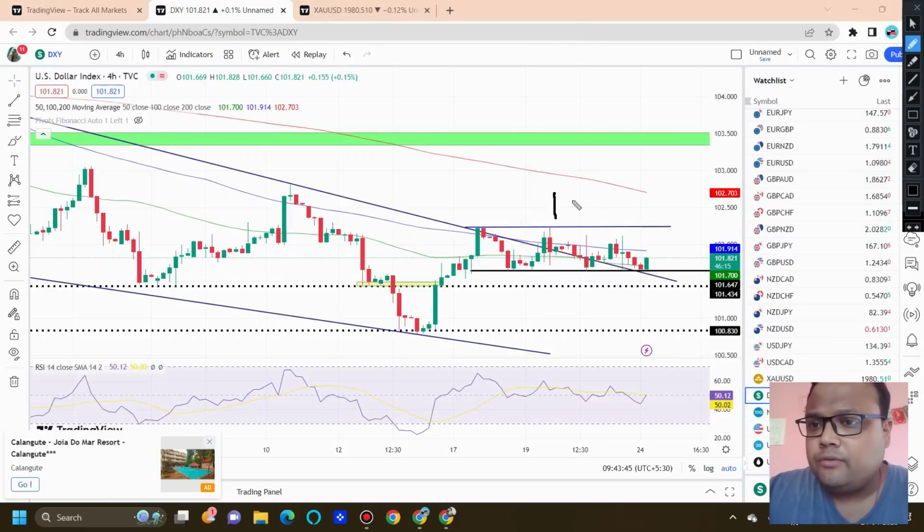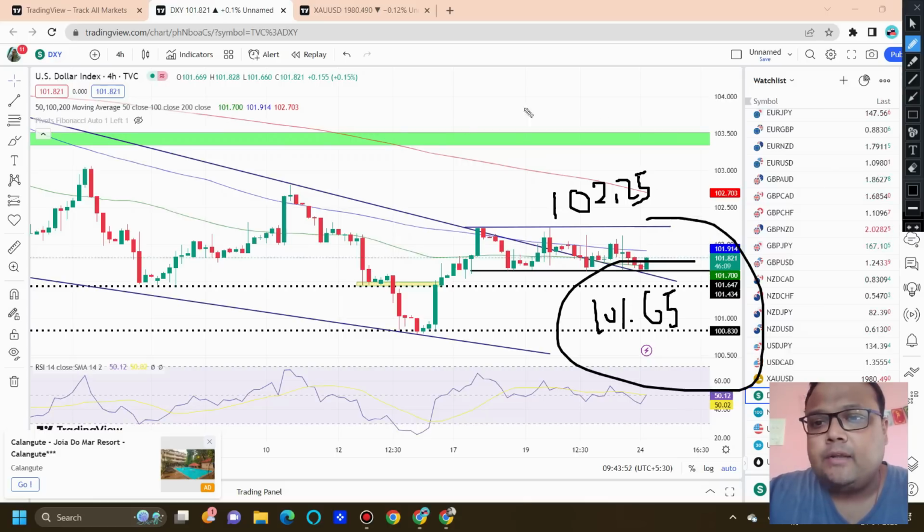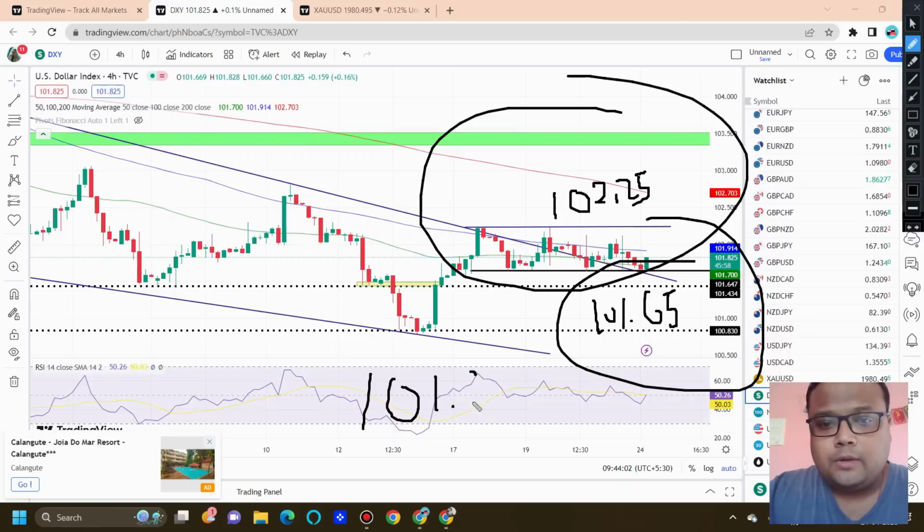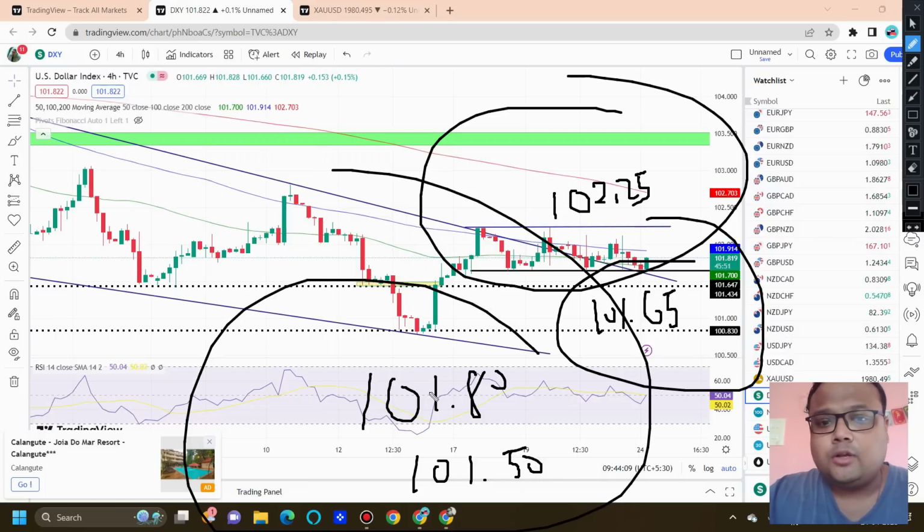Right now the range of DXY is 102.25 to 101.65. This is the narrow range of DXY, and hopefully DXY will be out of this range in the next 1 or 2 days. And the next or the only support of DXY is around 100.80 to 100.50. This is the only support on the chart of DXY right now.